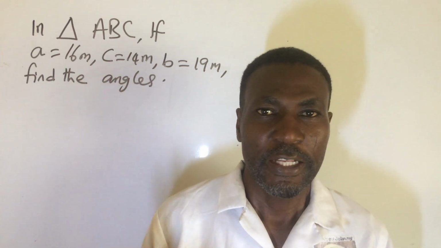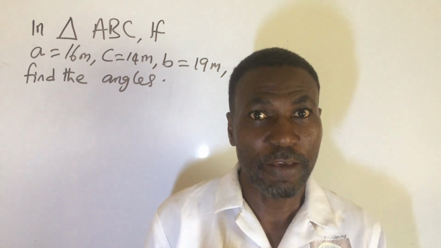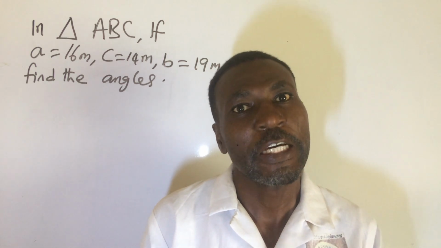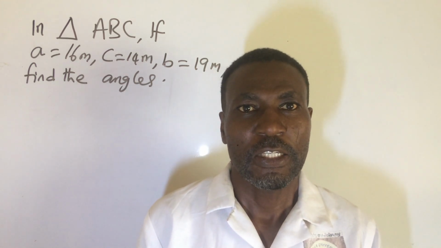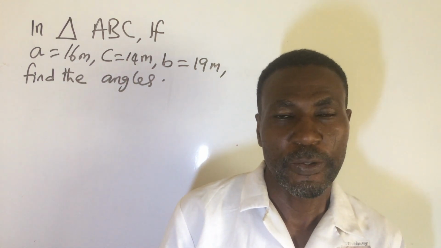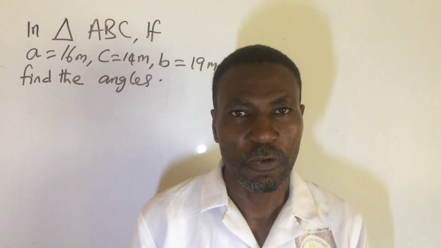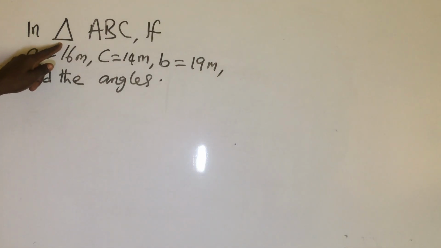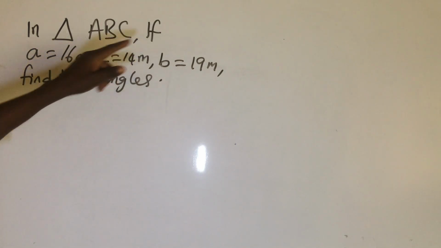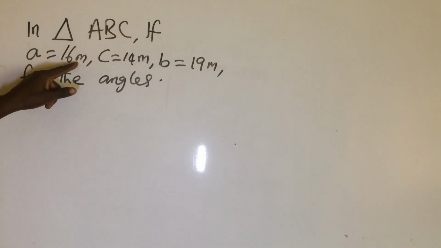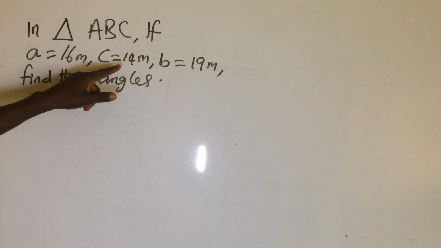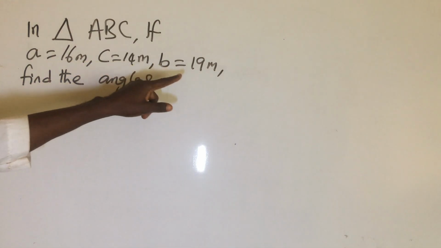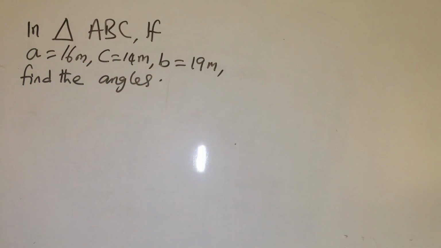All right. This topic is taken from mathematics. All right, it's a mathematics topic. Okay, now let's solve together. In triangle ABC, if a equals 16 meters, c equals 14 meters, b equals 19 meters, find the angles.